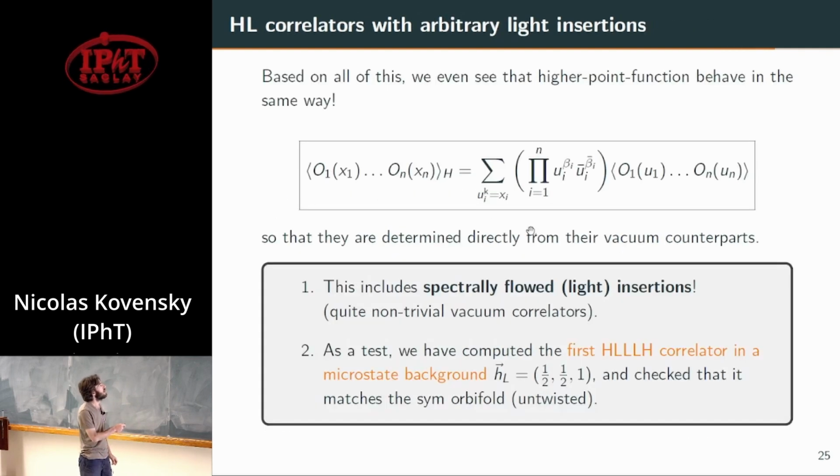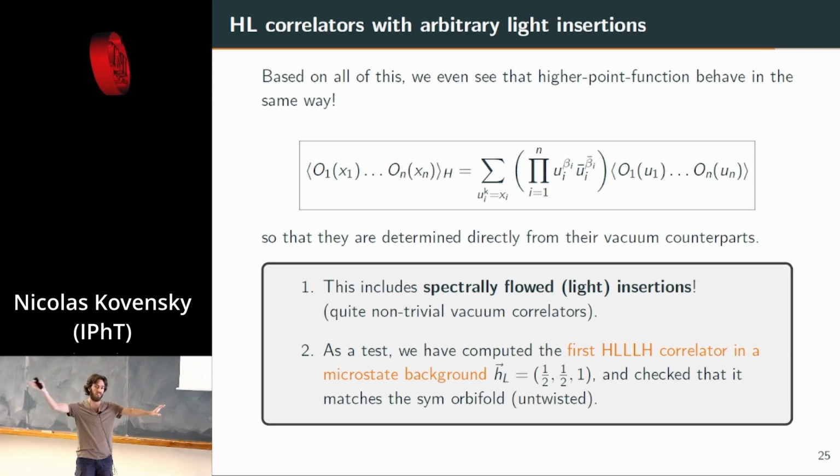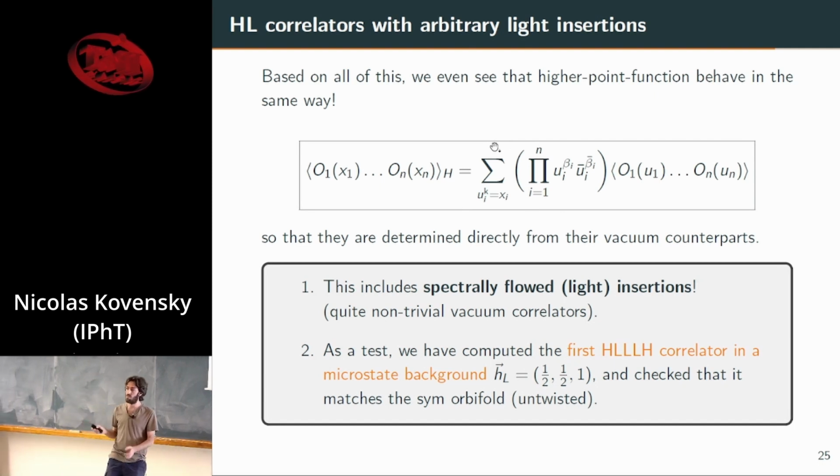I'm going to get an arbitrary formula for arbitrary light insertions in these backgrounds, which is just a heavy-light correlator with an arbitrary number of light insertions, where if you give me the vacuum correlator, I give you the heavy-light correlator. I follow this procedure: I evaluate it at the kth roots, I put these factors, I sum over the roots, and I give you the heavy-light correlator. So this is true for arbitrary light insertions.